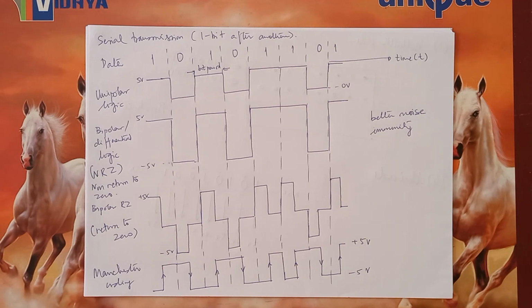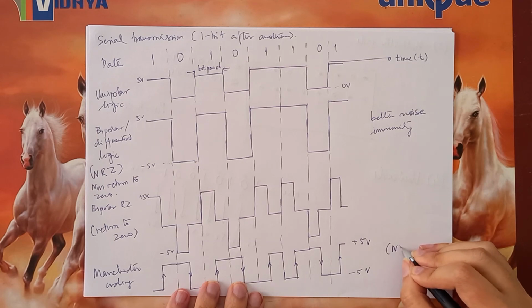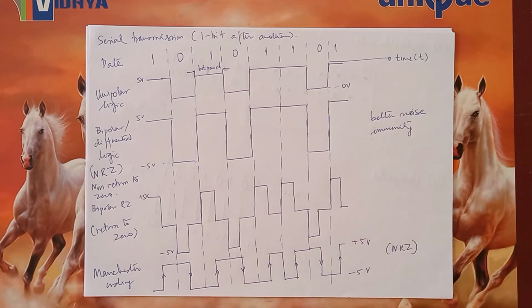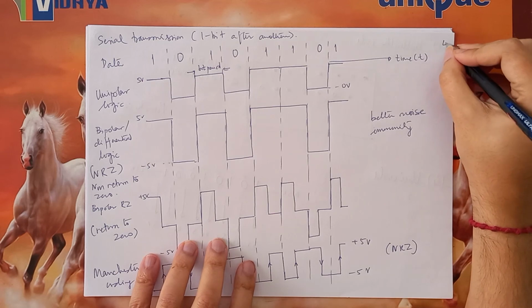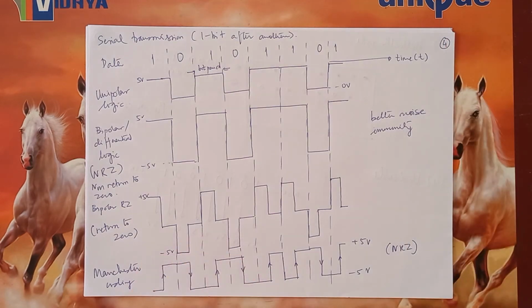You can have unipolar form of logic, you can have bipolar or differential. Now, even in bipolar, there are many types: NRZ, RZ, and Manchester coding. So even the Manchester coding is actually a kind of NRZ form. So we shall continue from this point onwards in the next lecture. Thank you.